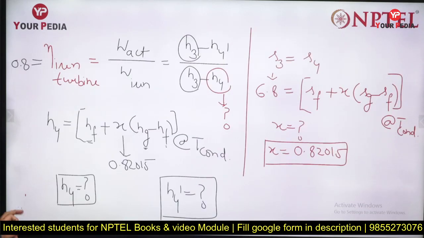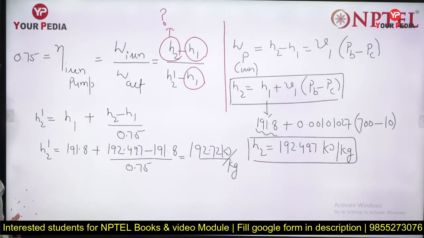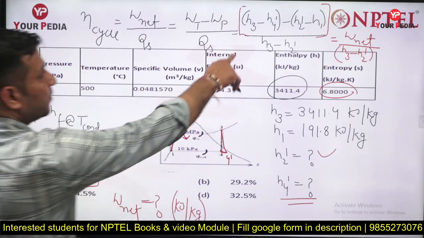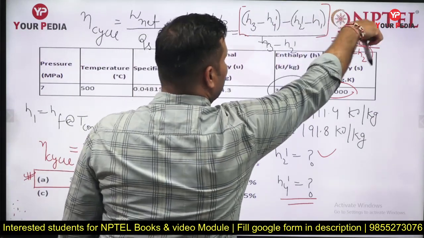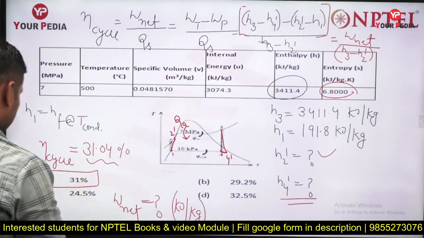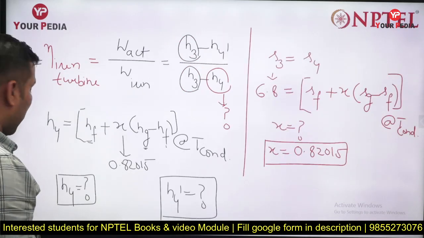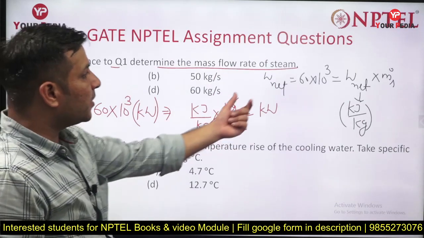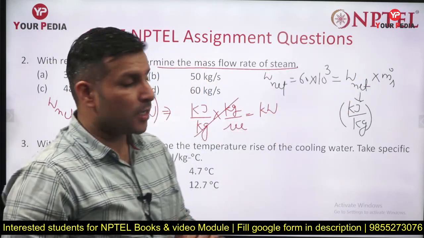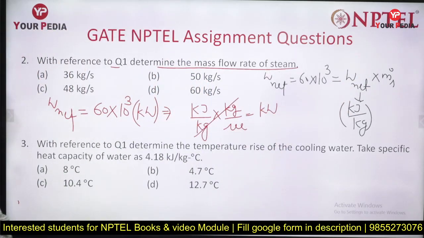So please do your calculation and check what answer you are getting. This numerator term will give you the W net in kilojoule per kg, which we already calculated. So 60 into 10 to the power 3, you need to divide it by W net, and you will get the mass of steam. Please check and tell me what answer you are getting for this question, guys.